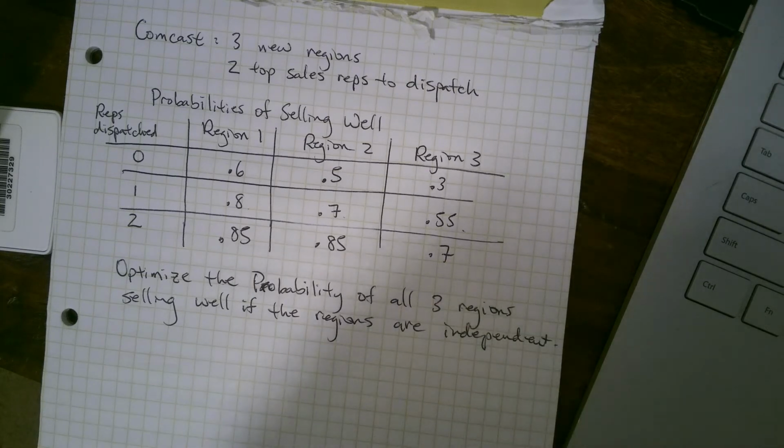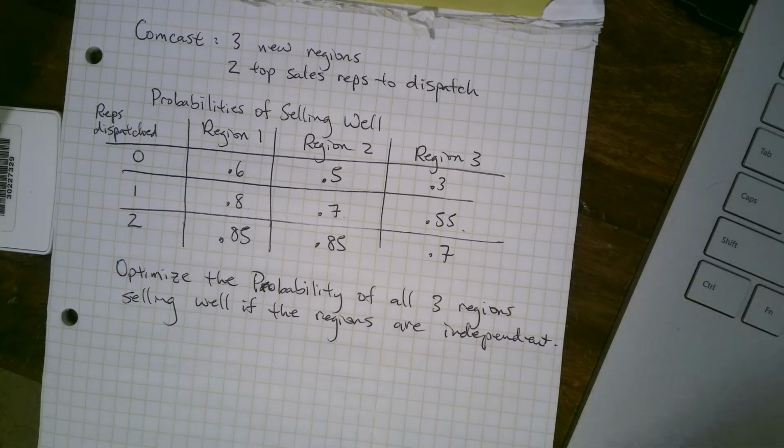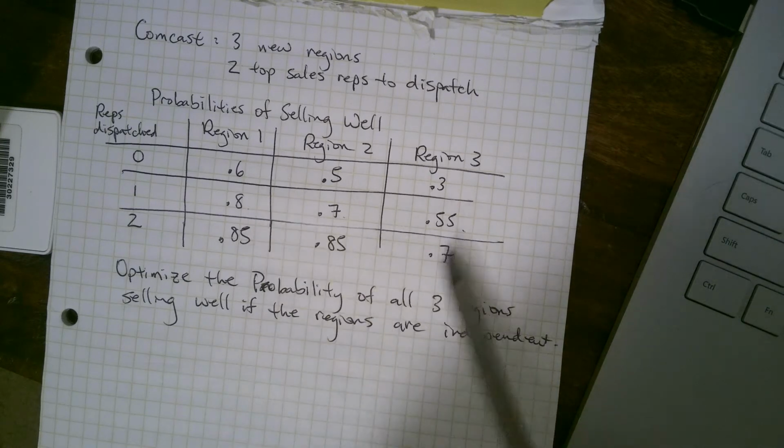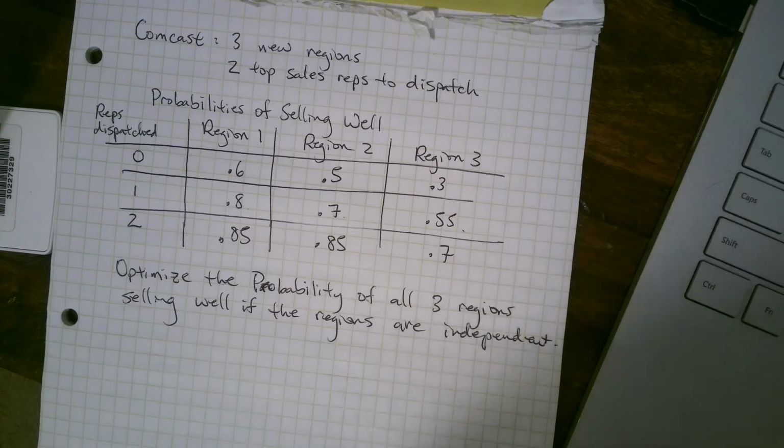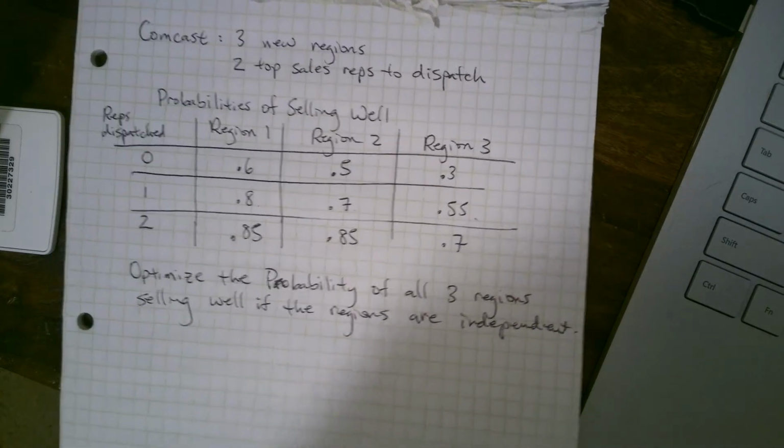So we'd like to optimize the probability of all 3 regions selling well, if the regions are independent. So remember that in order to calculate that probability, if they're independent, we're going to multiply the probabilities. So actually, even though these probabilities look not bad for the most part, once we multiply them, they're going to end up a lot smaller. The probability of doing well in all of them is actually not super high.